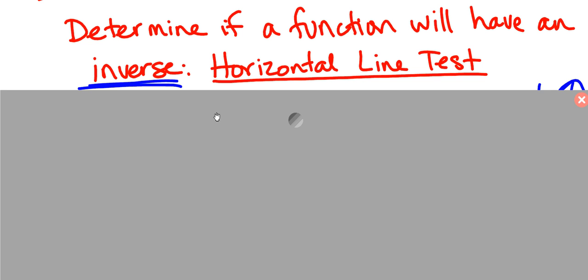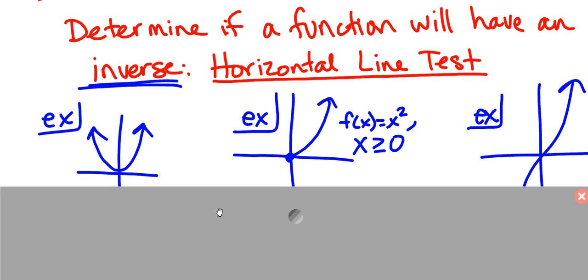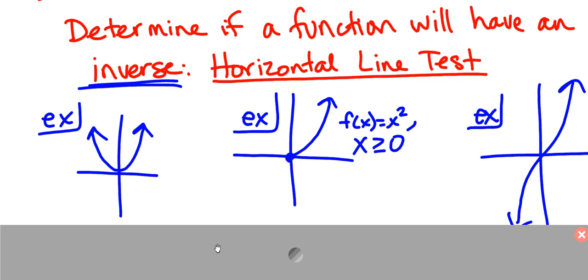So looking at these, let's determine if they're going to have an inverse. Looking at all three of these, take a moment, and then we're going to go through them. So thinking about the first one, does this pass the horizontal line test? No. So it will not have an inverse.